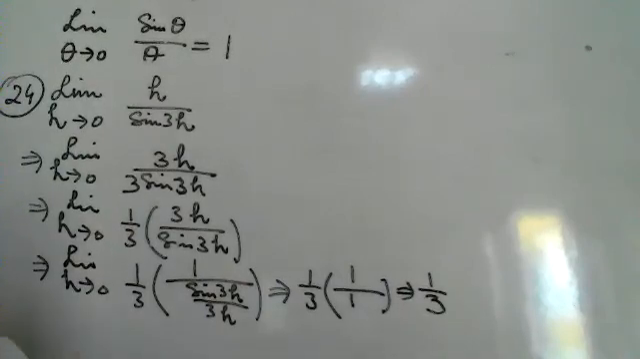That was question number 24. Now sometimes we have different trigonometrical functions, not the sine. Question number 25, tan 2x upon x.